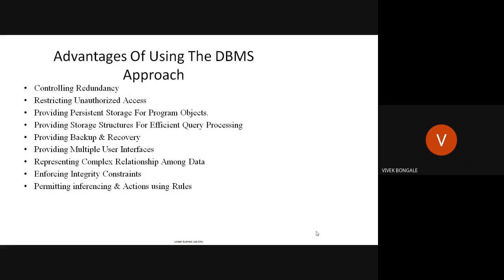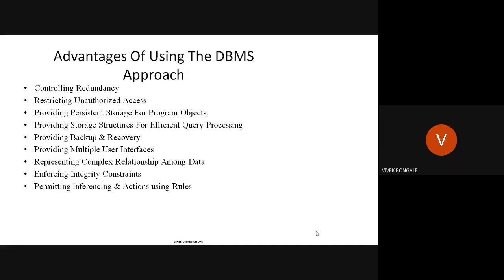First is controlling the redundancy. The main motto of using the database management system is to reduce the redundancy. Redundancy in the sense, if we have multiple values, the same repeated values in the table, we want to remove those values. Whatever values we store in the database, the same values we are not going to repeat in the DBMS. If we try to add the same values, some sort of operations will be performed by the DBMS, so that redundancy will not be there.